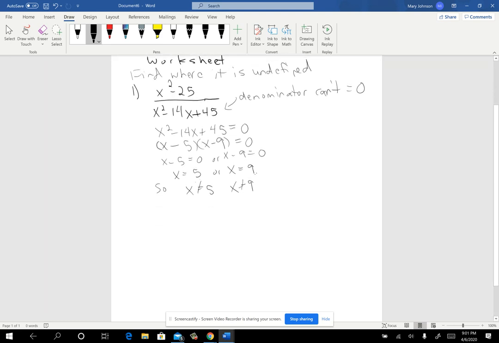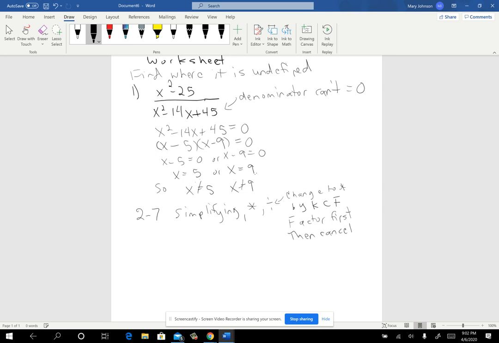All right, the other problems I did during my online meeting, we looked at a question from 2 through 7. These are ones where you're simplifying, multiplying, or you're dividing, okay? So the idea there is going to be to make sure if it's dividing that you change to multiplication by keeping, changing, and flipping. And then you just need to remember to factor first, then cancel common factors. Okay, so let me show you what I mean. I'm just going to do one of the problems. I'm going to look at number 7.